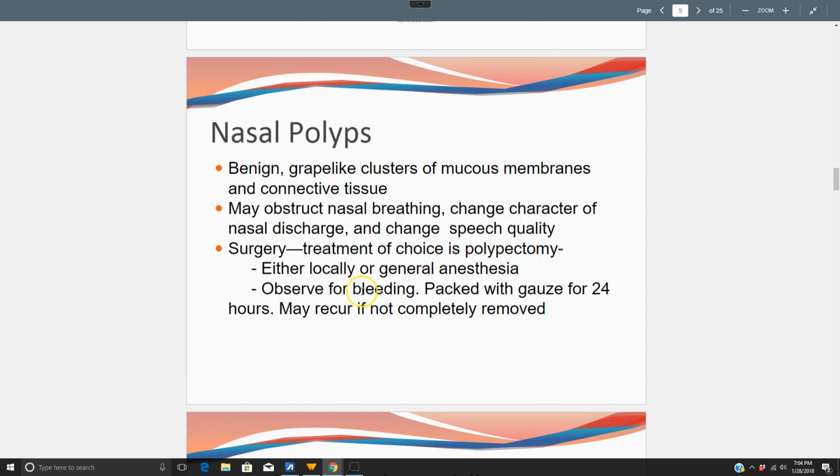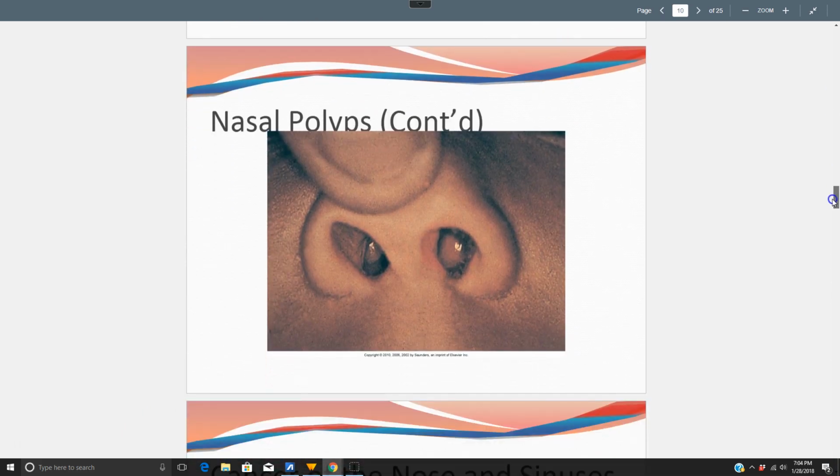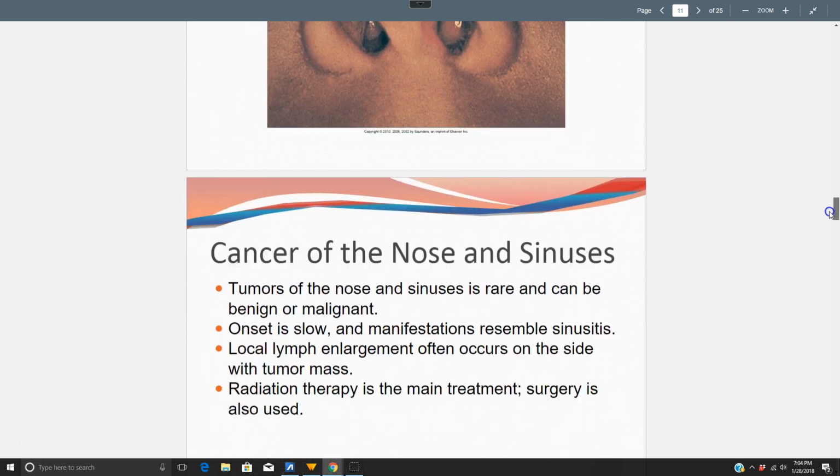They can do it either under a local or a general anesthesia. Again, watching for any bleeding. They get packed with gauze for 24 hours. They'll come back if they're not completely removed, and this is what they kind of look like. And you can see that they can be fairly big and actually obstruct airflow. Okay.